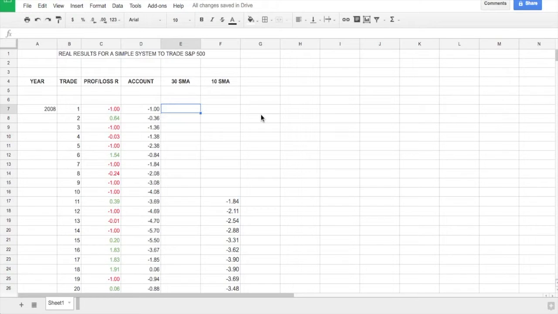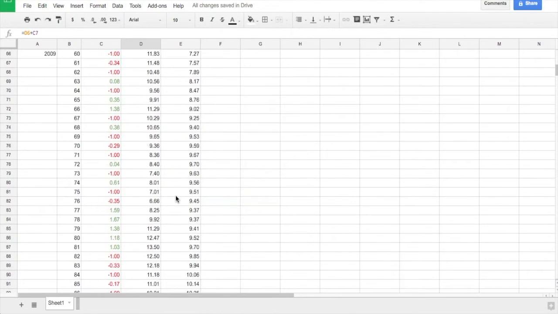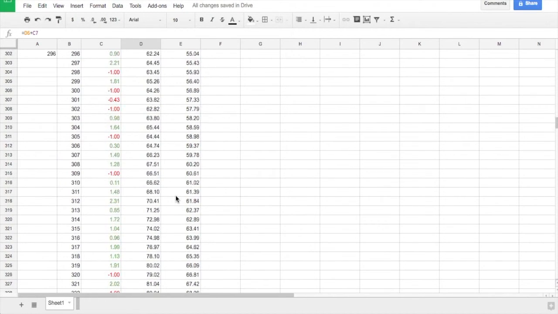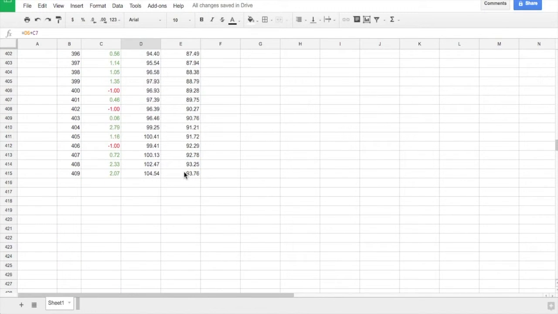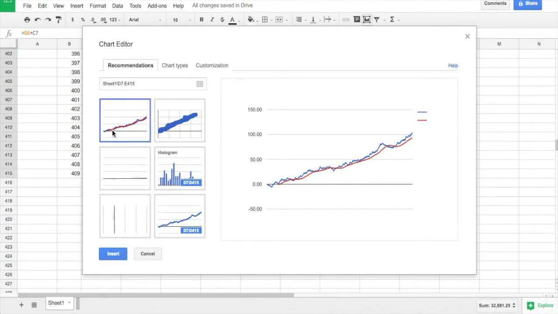What I'll do is I'll show you a chart now. So I'm going to highlight from the start of the account or the equity. I'm going to go to the end, down to trade 409. But I'm actually going to highlight the column next to it as well, which is the 30 period moving average, so I can show you both lines on the graph. Click on this chart button up here, insert chart. And we select the type of chart.